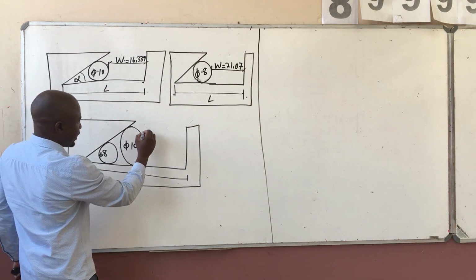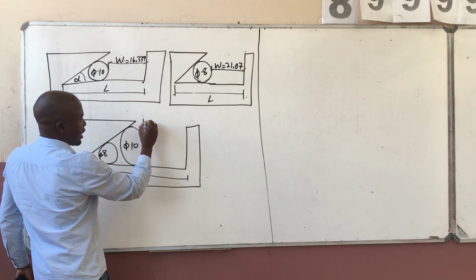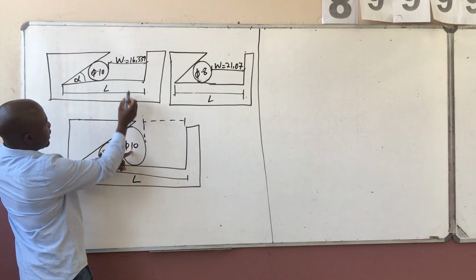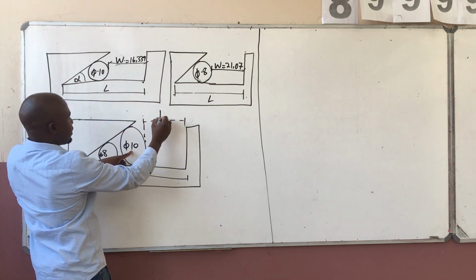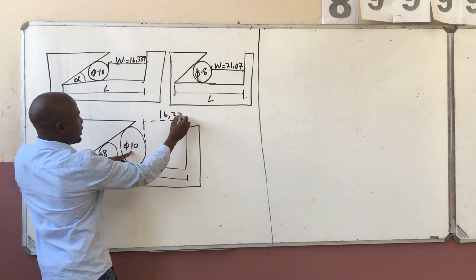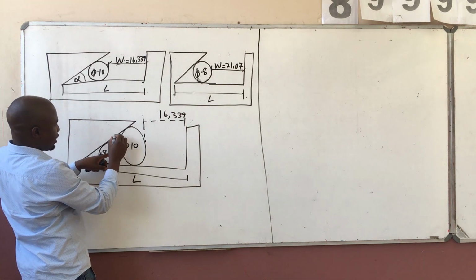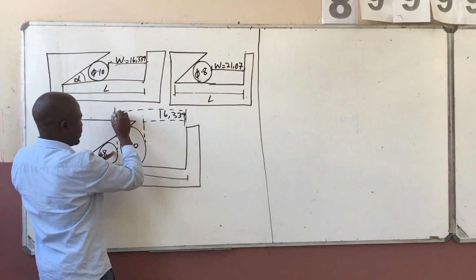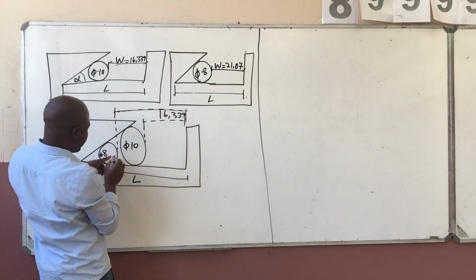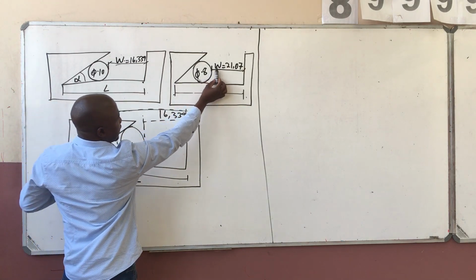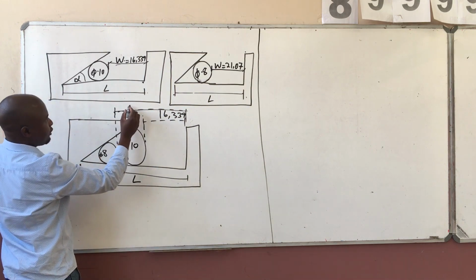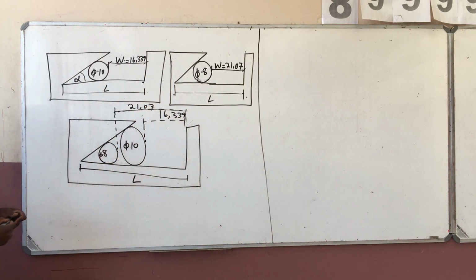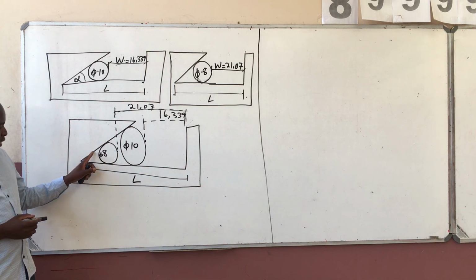So the distance from here up until there, from the diameter 10, is given as 16.339, and the distance from here up until the end, from the diameter 8, is given as 21.07. So we need to calculate this angle there.